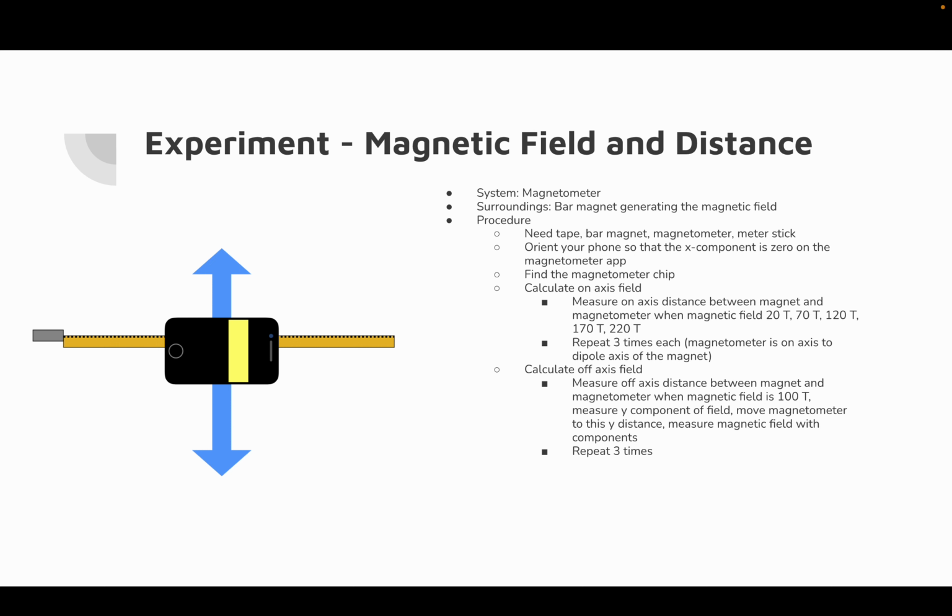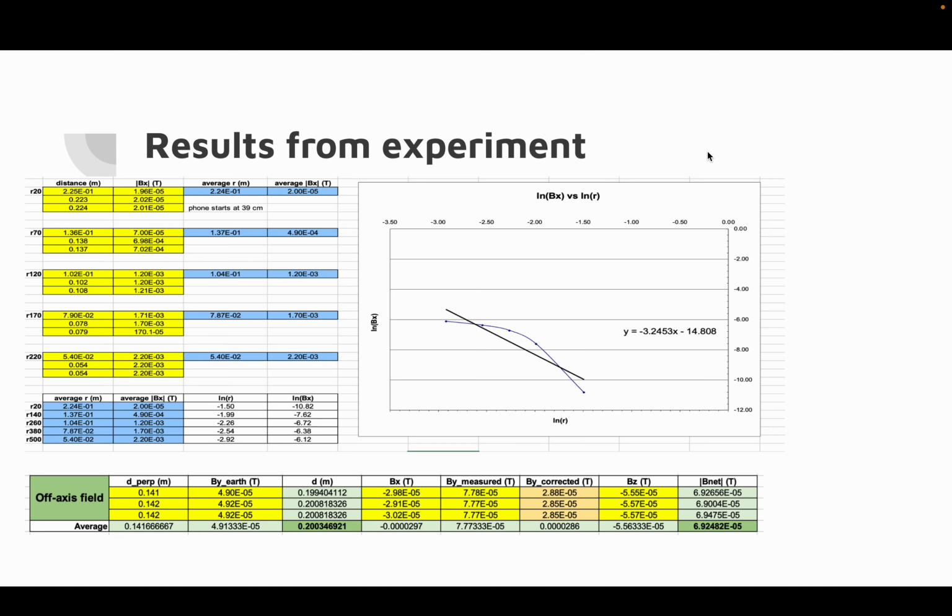Then you compute the off-axis field, where you calculate the off-axis distance between the magnet and magnetometer when the magnetic field is 100 µT. Then you measure the y component of the field and move the magnetometer to this y distance, and finally measure the magnetic field with components in the x, y, and z directions. You also repeat this 3 times to get accurate results.